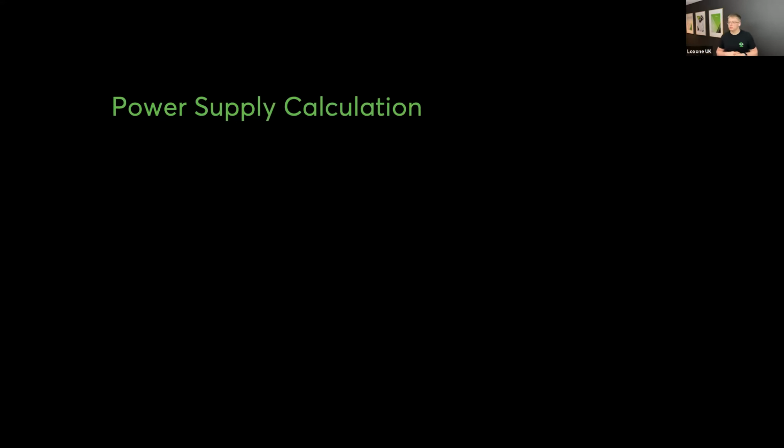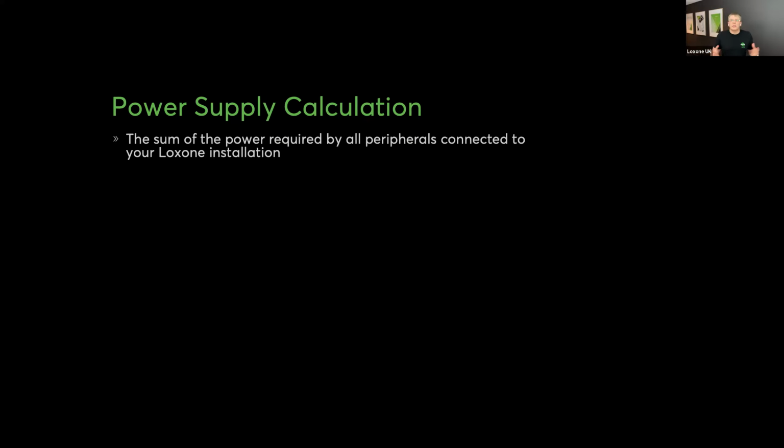And this is kind of a hot topic, simply for the reason that loads of people have different opinions. And of course, having a professional judgment is very important, but also let's keep it simple, and we've got a recommendation for it. So what is the power supply calculation? Ultimately, we need the sum of the power required by all of the peripherals connected to your Loxone installation. Of course, this is a lighting webinar, so we're not really going to be talking about audio and all the other additional peripherals. But let's look at the things that we can influence with lighting.